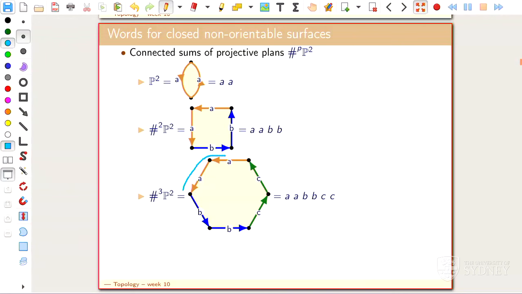So here's my first projective plane. Here's my second projective plane.